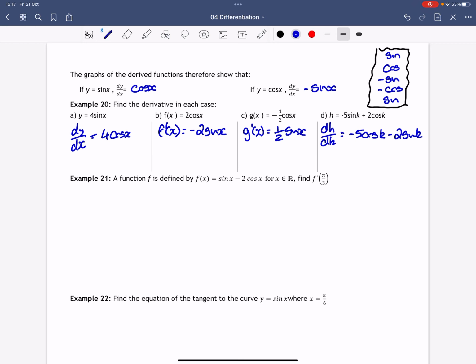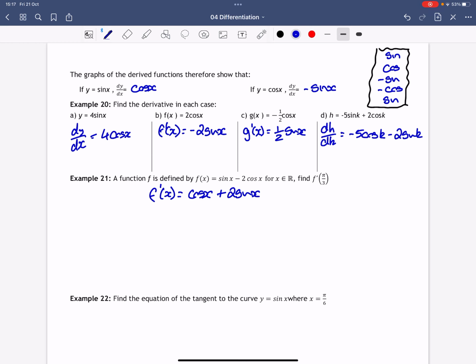Example 21, I want to find f dashed of pi over 3. So let's differentiate first of all. So f of x is sine x minus 2 cos x. So f dashed x is going to be cos x, minus cos goes to positive sine, so it's going to be plus 2 sine x.